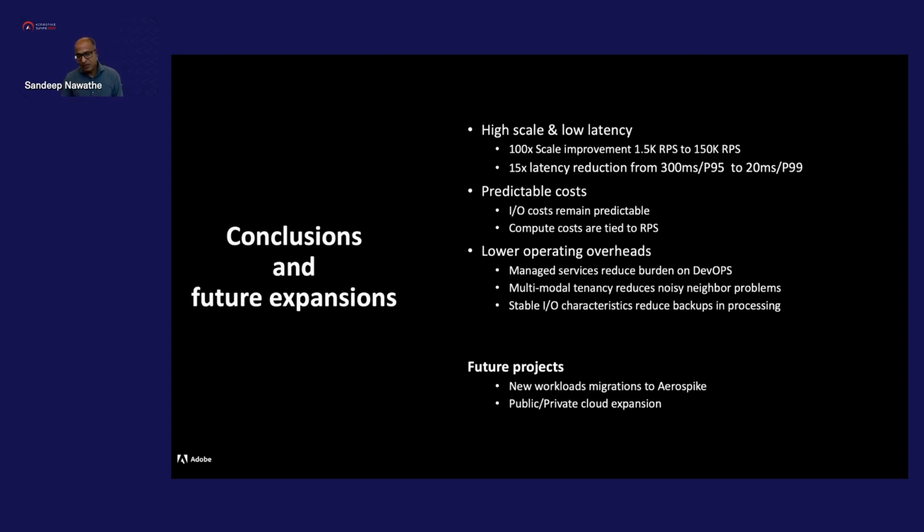I/O characteristics are relatively stable. So, the backups in processing, right? Whenever you're processing in a streaming way, you want to make sure that your pipeline is not getting backed up. We are seeing the system is relatively stable in terms of how the operations are happening. All these results are very, very encouraging.